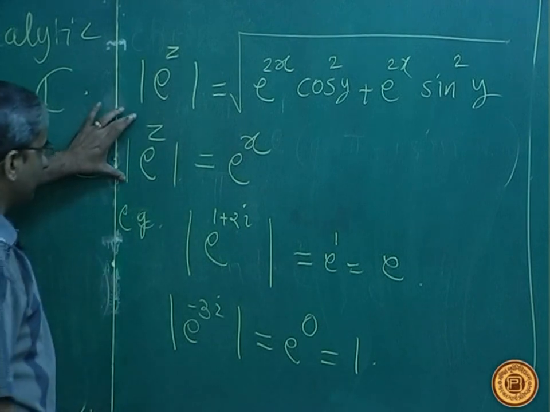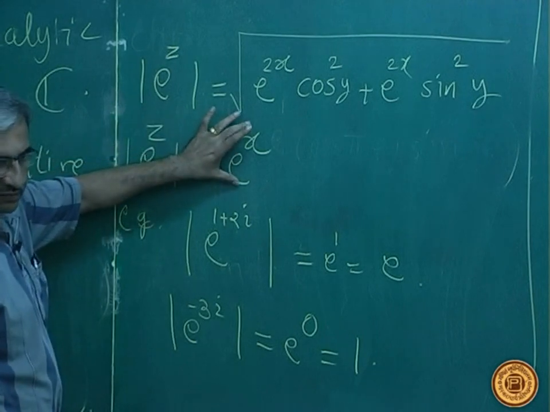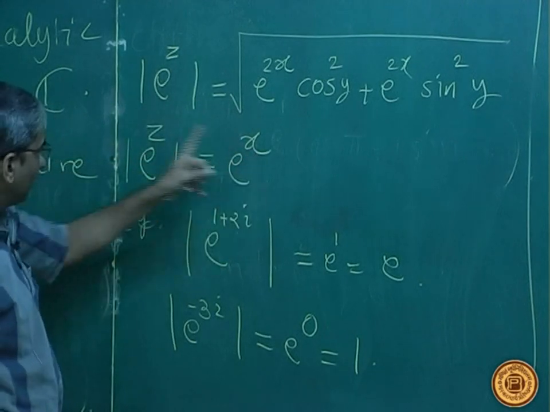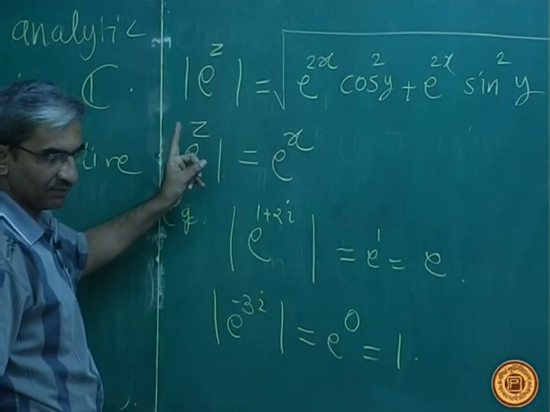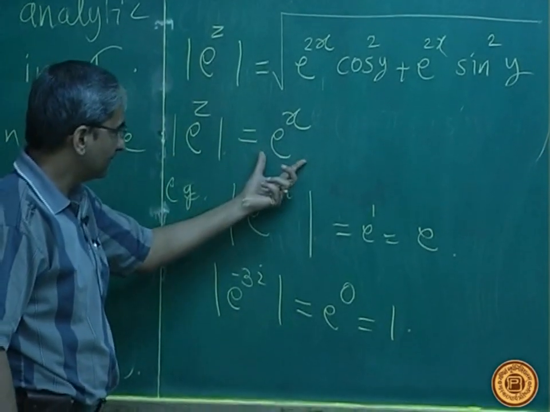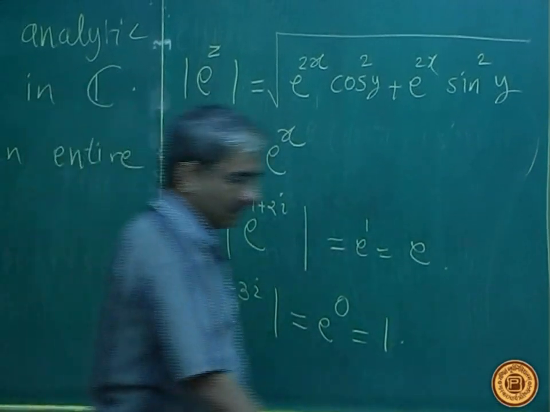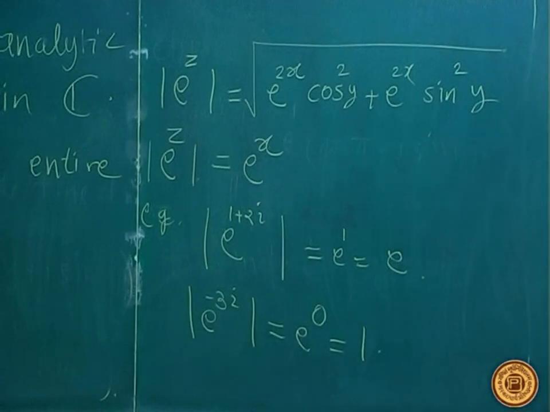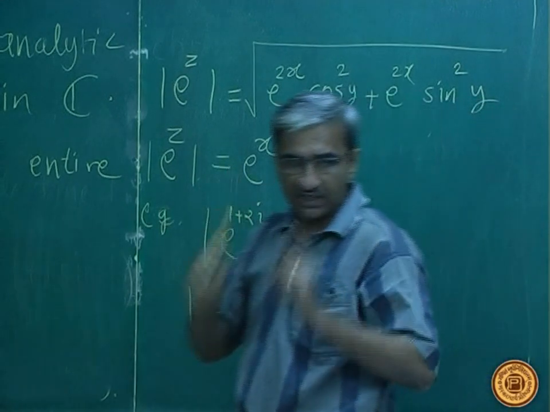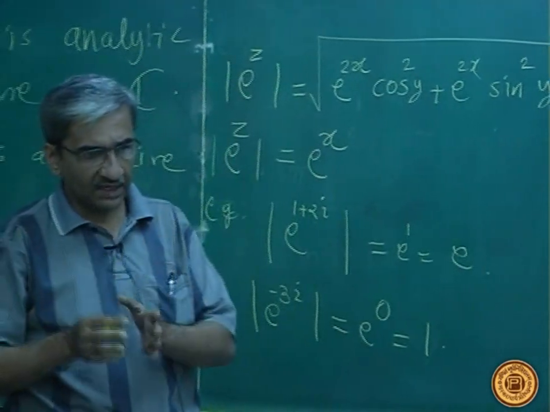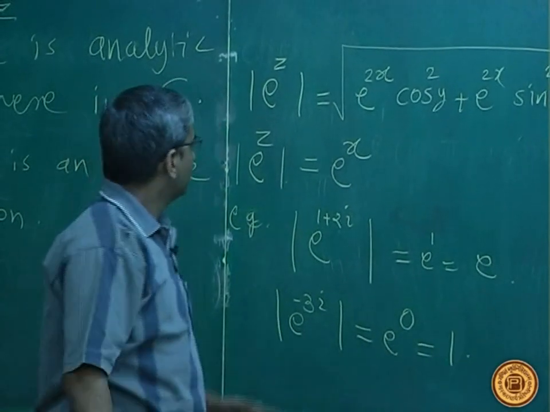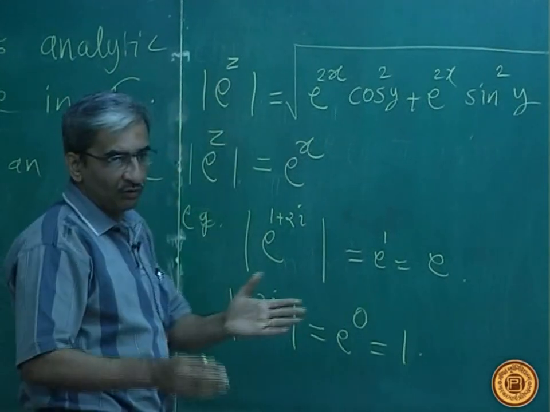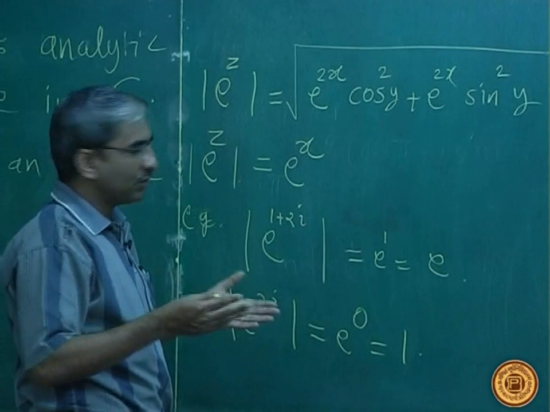So mod of e to the power z is e to the power x, where x is the real part of z. z is x plus iy, remember. And again from the definition of e to the power z, that is e to the power x cos y plus i times e to the power x sin y. You remember this formula. Take the modulus. So everything will follow from the definition. If you apply the definition of modulus, you will get the modulus.